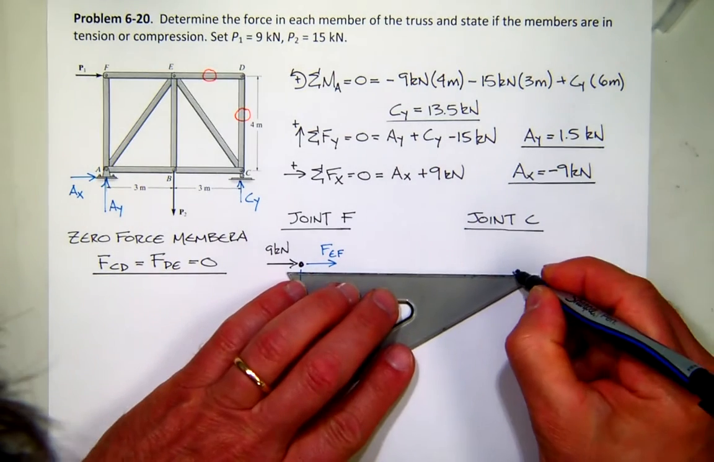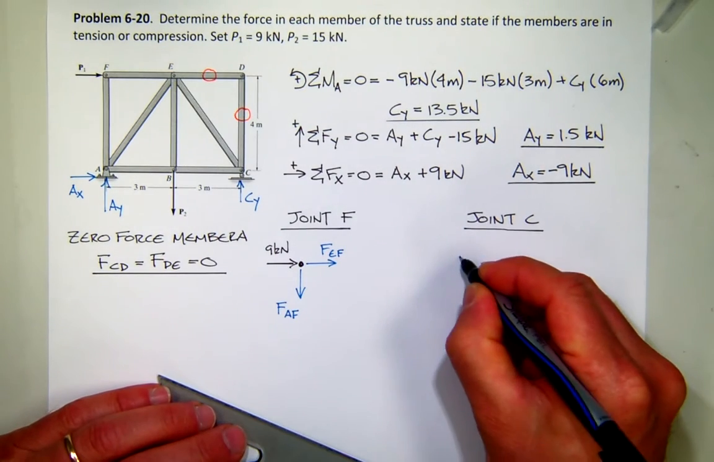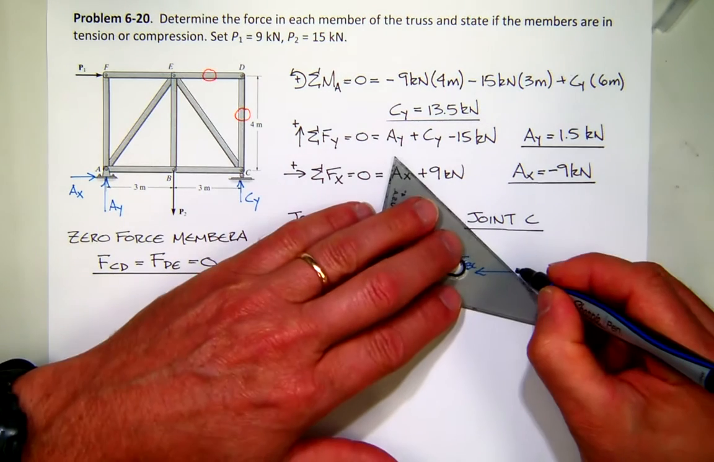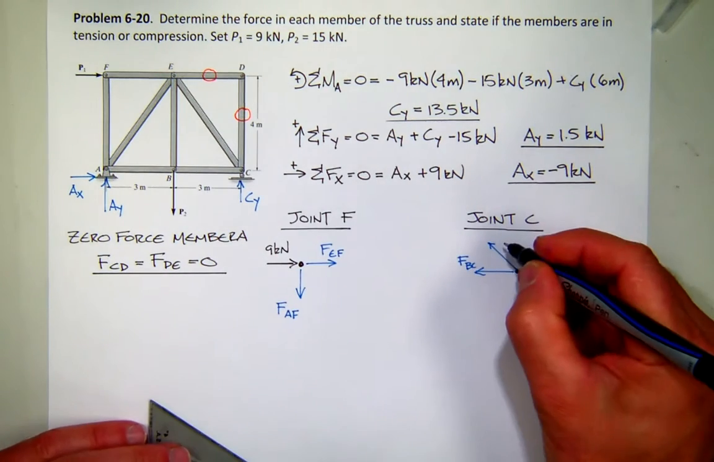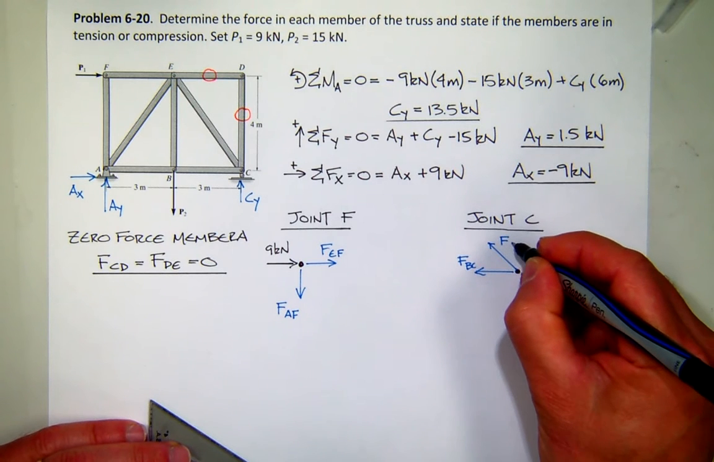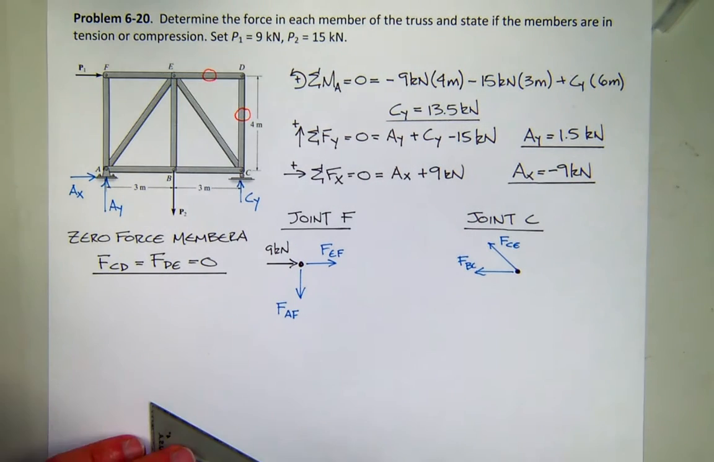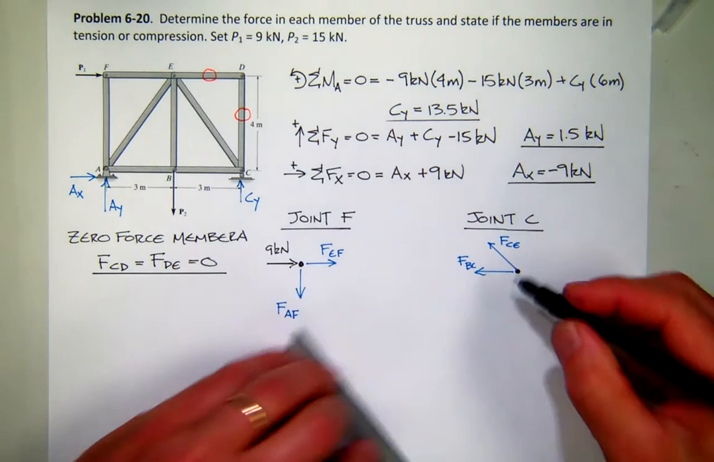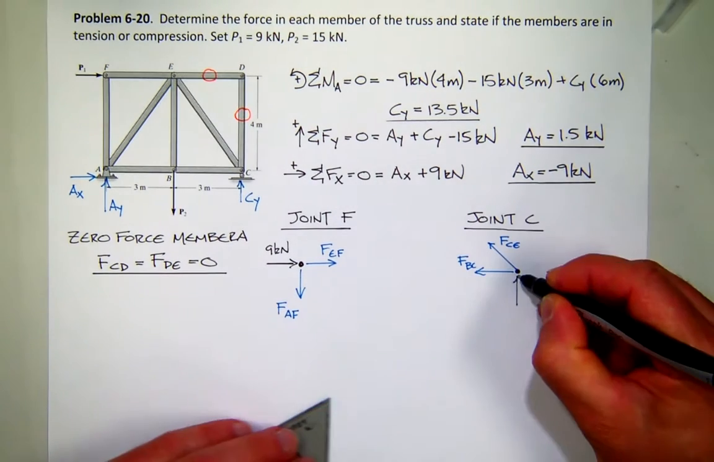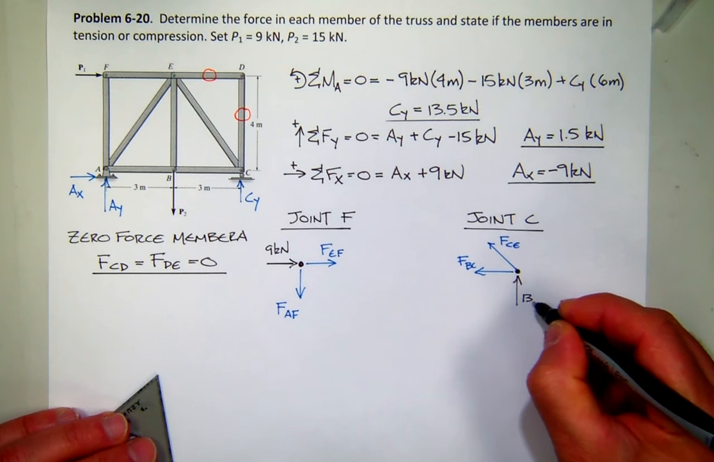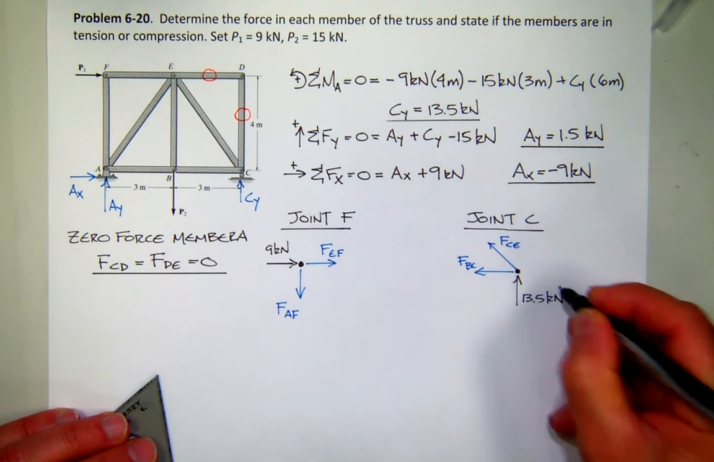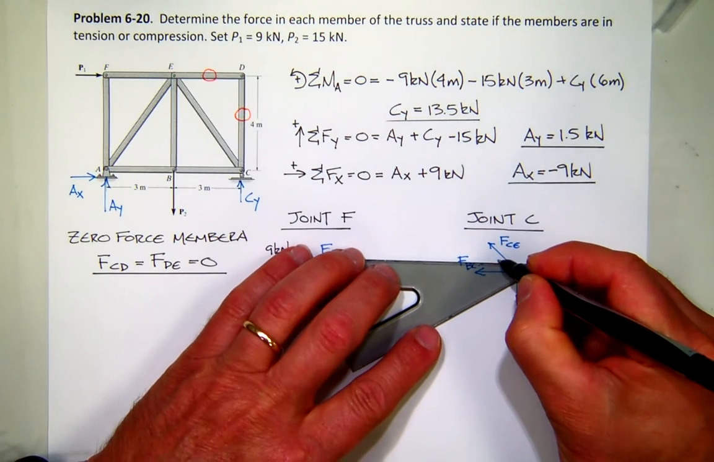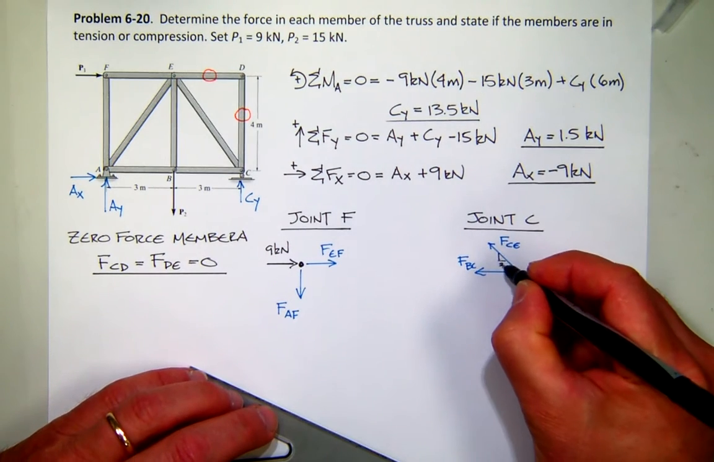and I can assume a force in BC and a force in CE. But now I know CY. So CY is going to act just like a reaction or an external force. So I'll just draw it on there as a 13.5 kilonewton force acting up. And conveniently for us, we know that is a 3-4-5.